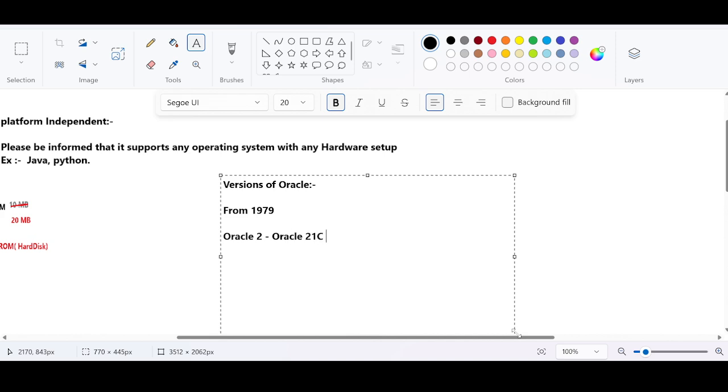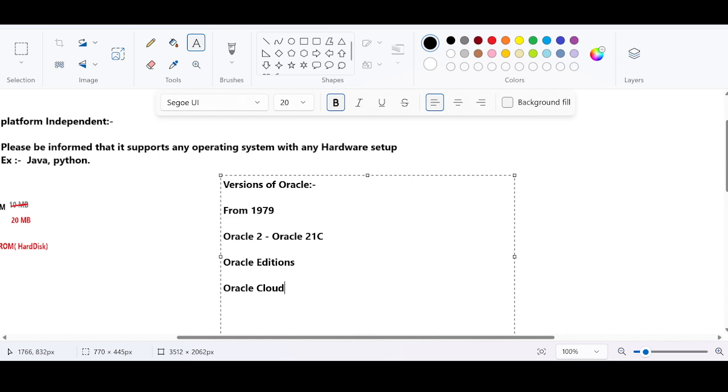21C. Why are this many versions there in the market? And not only about the versions, there are several editions as well. Apart from the versions, there is a concept of Oracle editions, which is something different. And apart from Oracle editions, there is also a concept of Oracle Cloud. But this is a different picture. What are all these things? We are going to see it one by one.